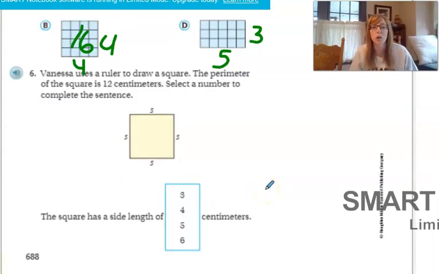Vanessa uses a ruler to draw a square. The perimeter of the square is 12 centimeters. Select a number to complete the sentence. So we have here that each one of those is an S, okay. So we're looking for S, each side. She's saying that going around is 12 centimeters. So 4 sides added up, all the same because it's a square, all 4 sides added up is going to equal 12 centimeters. So you have to decide 4 times what? And hopefully you did 4 times 3 equals 12.